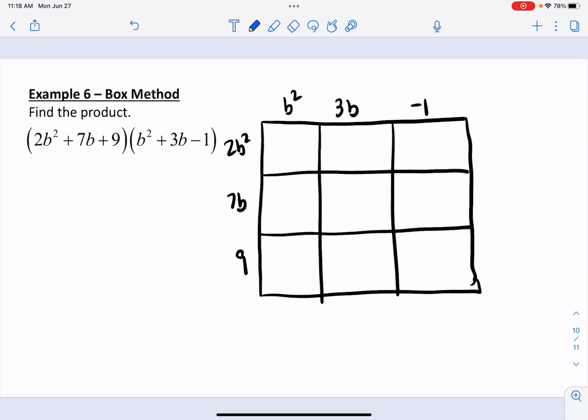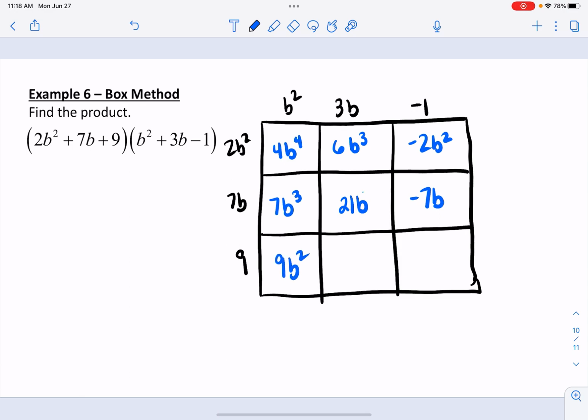And I like this method. It really organizes stuff well. It also kind of prepares you for something you're going to be doing in biology during your sophomore year. So I have 4b to the fourth, 6b to the third, minus 2b squared. Oop, I did have a b squared there. 27b minus 9. So now it's just a matter of combining your like terms.